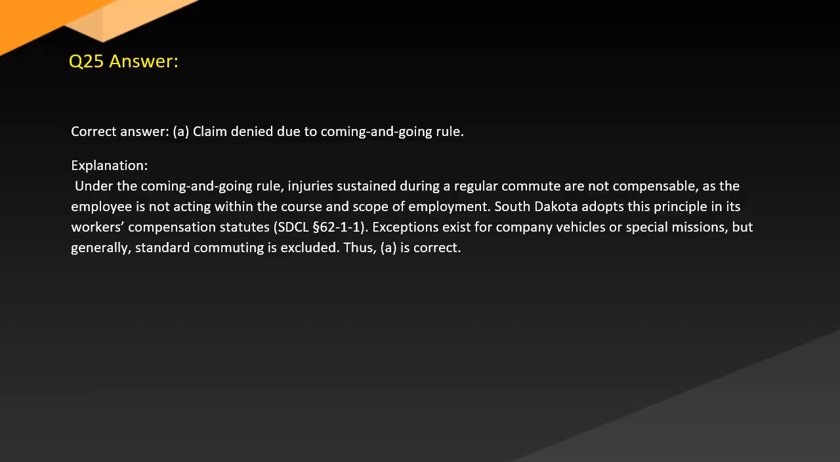Answer. Correct answer: A. Claim denied due to the coming and going rule. Explanation: Under the coming and going rule, injuries sustained during a regular commute are not compensable, as the employee is not acting within the course and scope of employment. South Dakota adopts this principle in its workers' compensation statutes, SDCL 62-1. Exceptions exist for company vehicles or special missions, but generally standard commuting is excluded. A is correct.